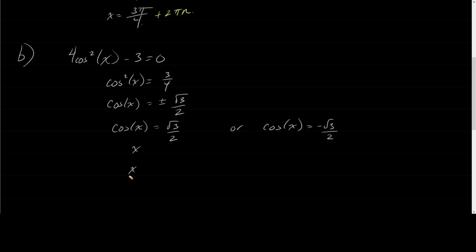And for each of these, based on the unit circle, we end up with two solutions. For this first one over here, for radical 3 over 2, for cosine, that happens at pi over 6, and it also happens at 11 pi over 6. For this next one over here, for negative radical 3 over 2, that would happen at 5 pi over 6, and then again at 7 pi over 6.